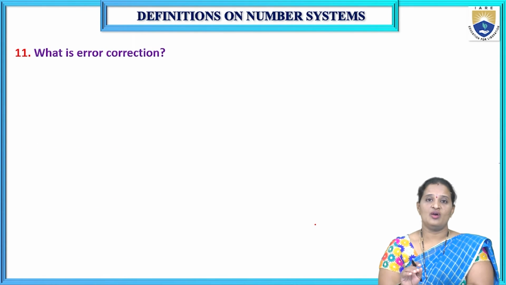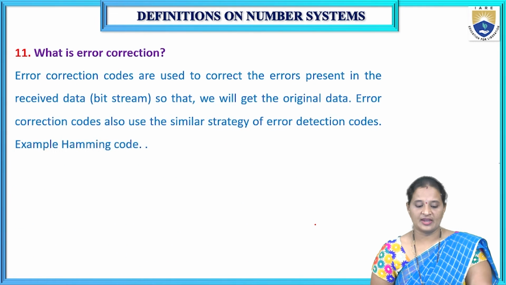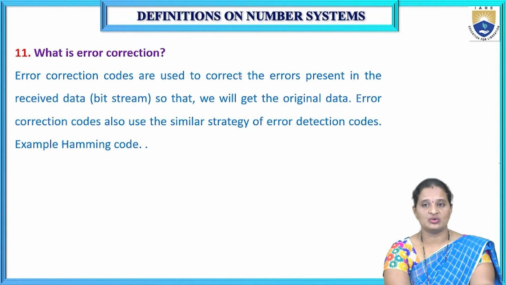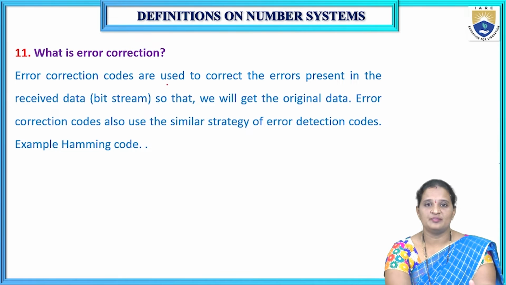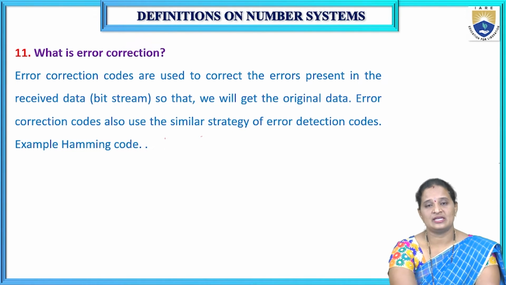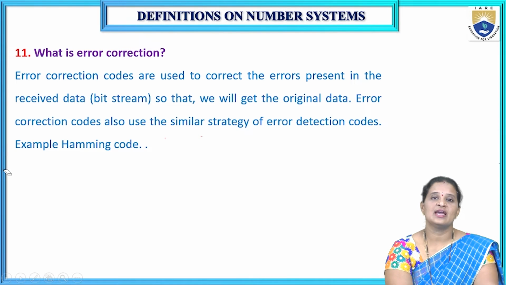Now, first of all, what is error correction? Error correction codes are used to correct the errors present in the bit stream, so that we will get the original data. Error correction codes also use a strategy similar to error detection codes.